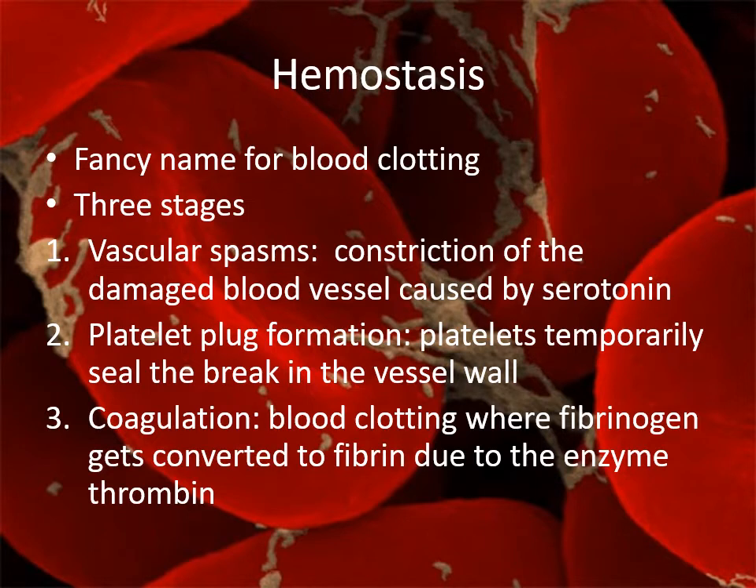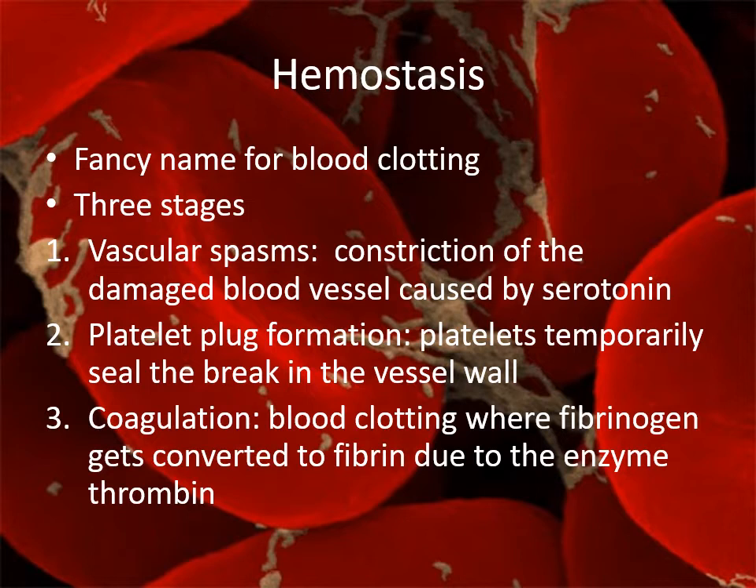There are 3 stages to blood clotting. The first one is vascular spasms. There's a constriction of the damaged blood vessel, and serotonin is responsible for this. This, if you remember, is a hormone, and it can also be a neurotransmitter. Its job is to cause that blood vessel to constrict, to get smaller.